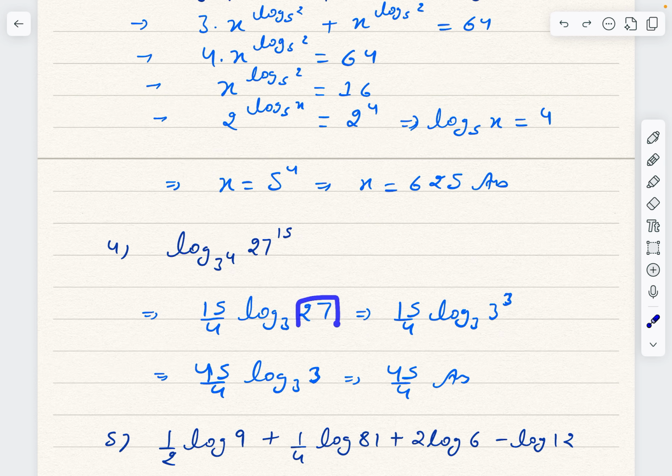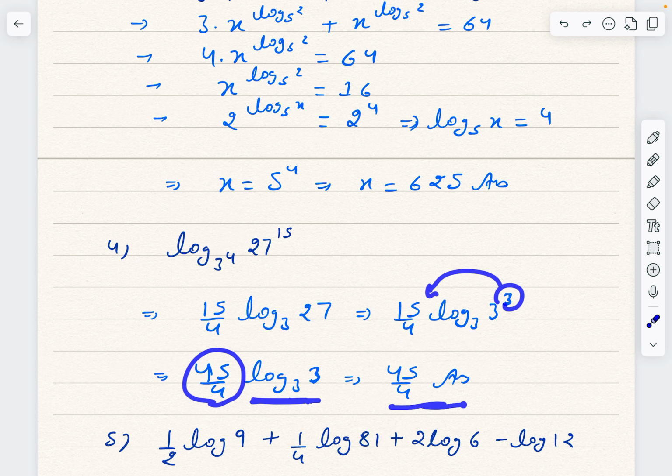And 27 we can write as 3 cube. So we get 15 by 4 log base 3 of 3 cube. Again, this 3 can come outside. You get 45 by 4 log base 3 of 3. And log base 3 of 3 is just 1. You get 45 by 4. I hope it is clear to all of you guys.